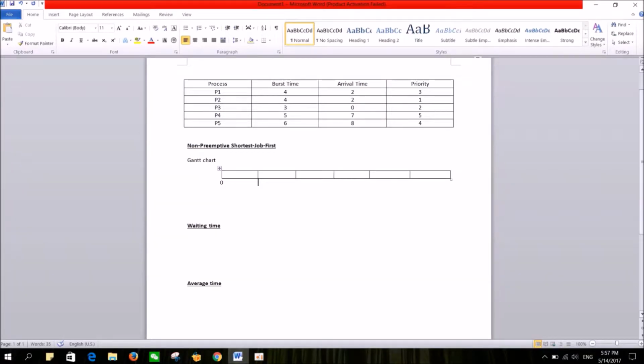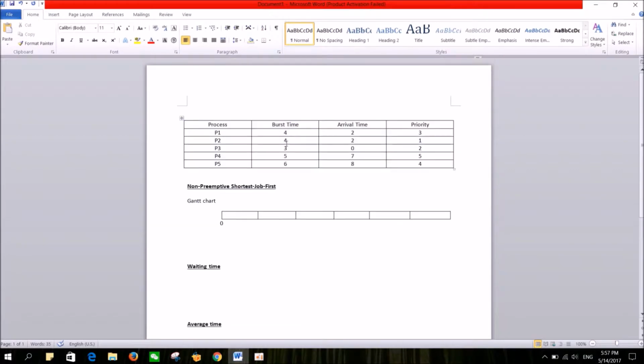Today, I'm going to show you how to solve this question by using two methods. The first method, as shown here, is non-preemptive shortest job first, and the second method will be preemptive shortest job first. Alright, let's start with the first method, non-preemptive shortest job first.